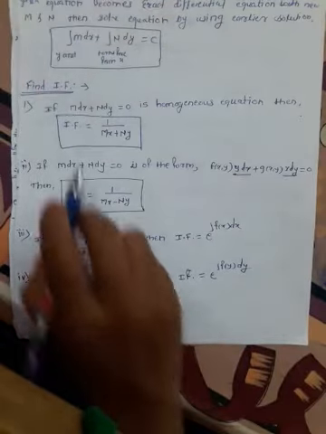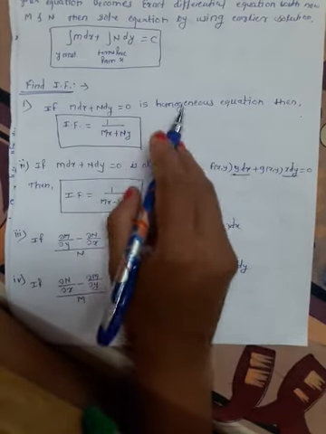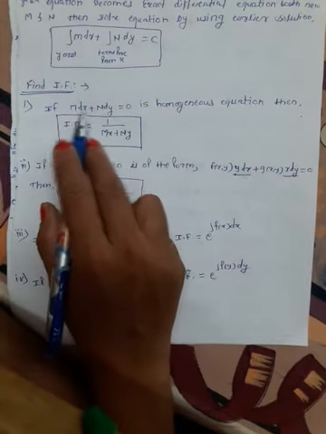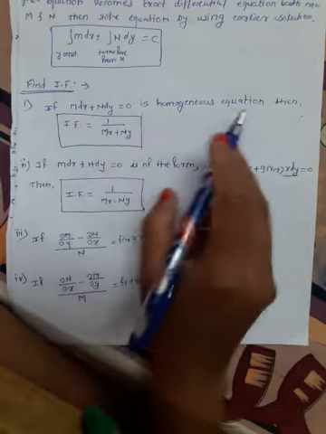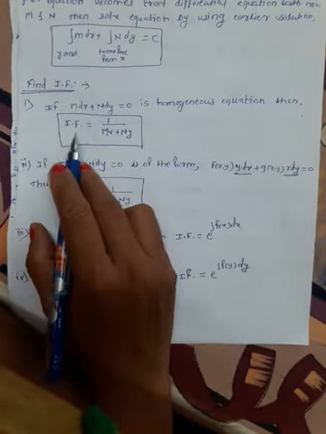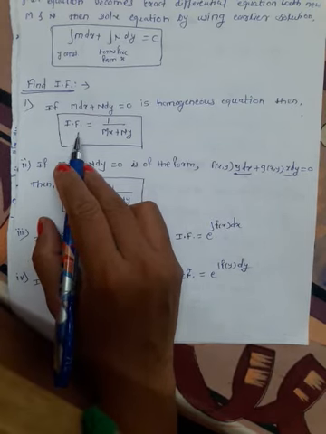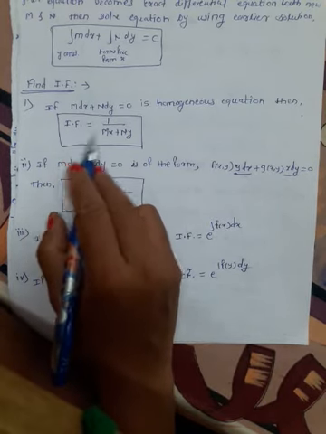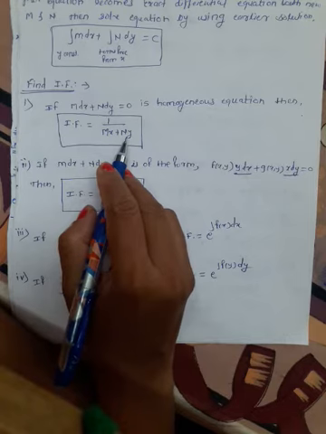So if the given differential equation is a homogeneous equation, meaning the degree of each term is the same, whether it is 2, 3, 4 or whatever, then the integrating factor of that particular non-exact equation is 1 upon Mx plus Ny.